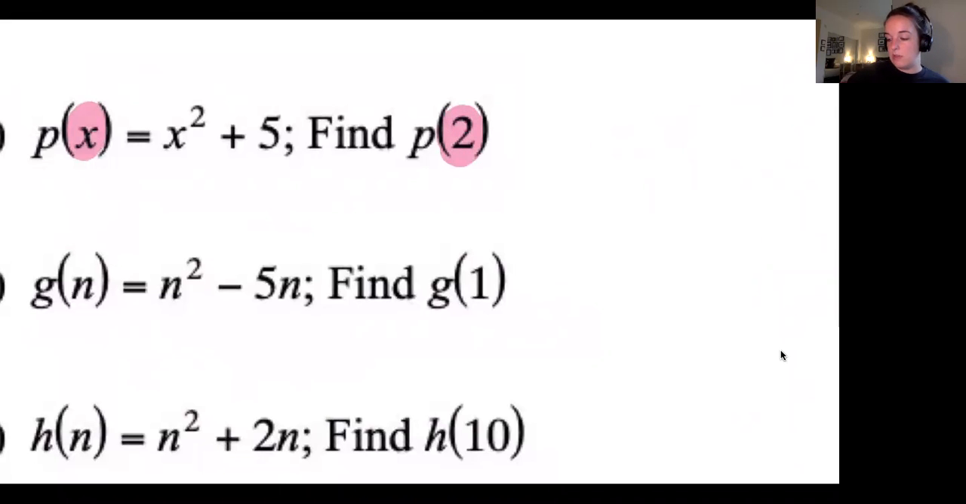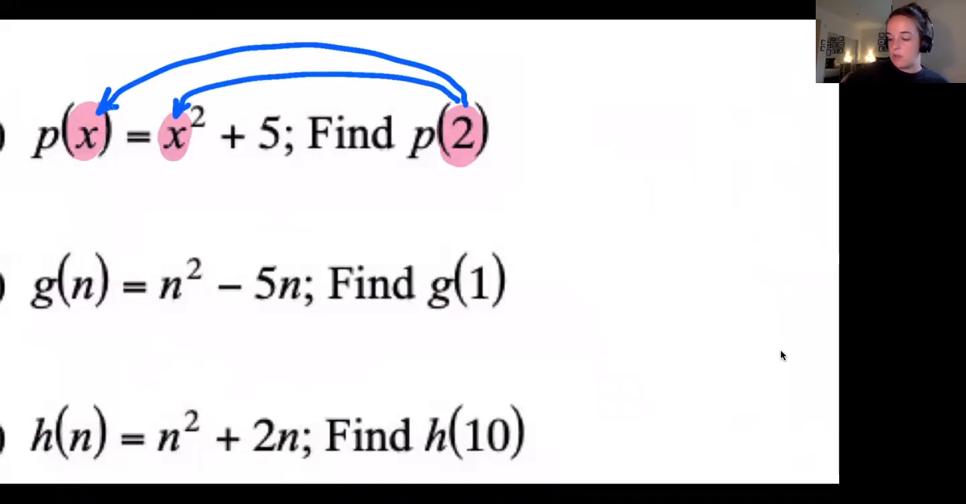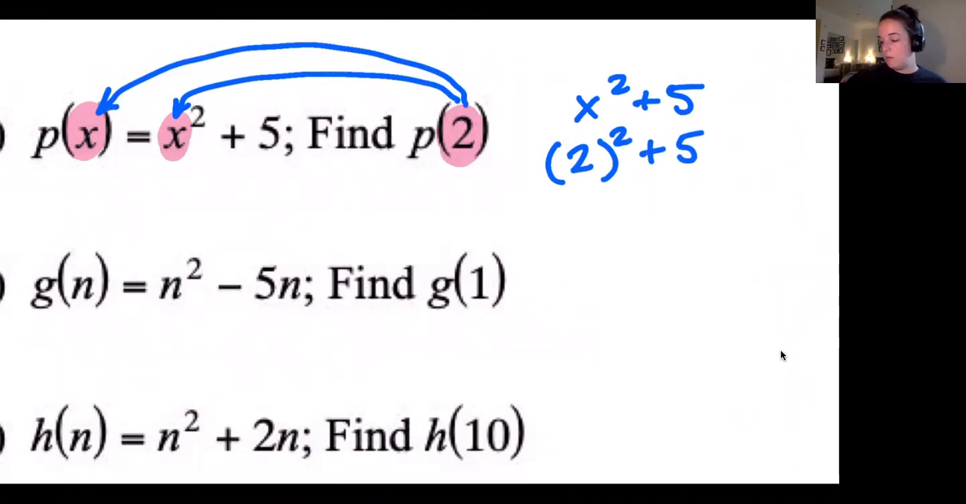What we're going to do is take the 2's and put them anywhere that we see x. So in this case, I would have x squared plus 5, but instead of x, I'm going to use parentheses. I'm going to put in a 2 instead, and square it, and add 5. So 2 squared would be 4, plus 5. 4 plus 5 is 9. The answer here would be 9.